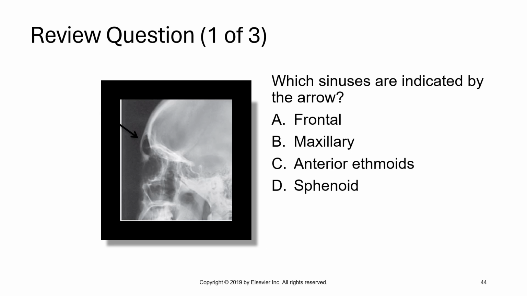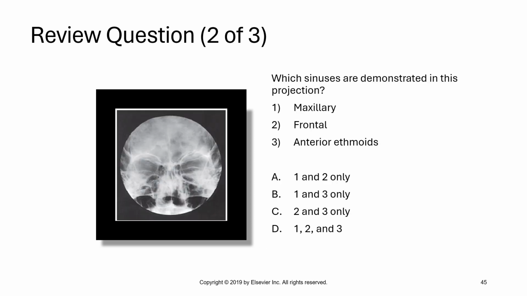All right, which sinuses are those? Yeah, sometimes the questions are easy. This is the frontal sinus. Okay, and then which sinuses are demonstrated, not best demonstrated, but just demonstrated. And the answer is all of those. We do see portions of the maxillary sinuses, the best demonstration of the frontal sinuses, and we do see the anterior ethmoid sinuses on this as well. So all three are demonstrated. Maxillary, not well demonstrated, partially superimposed by petrous pyramids.